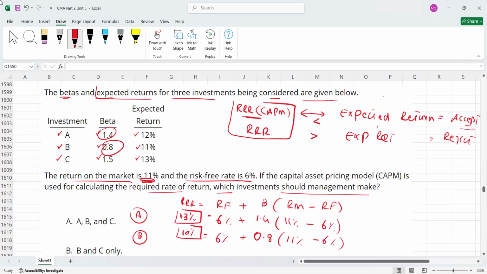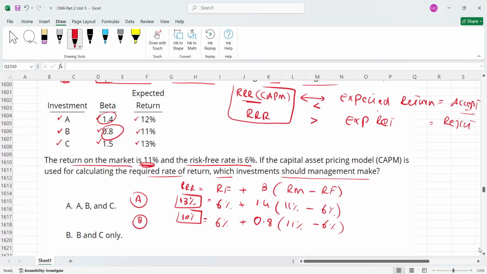Okay, and then for C, how much is the required rate of return? Just take the risk-free return, which is 6%, plus the beta for C, 1.5, times 11%, which is the market return, minus 6%. Just solve and I believe you will get 13.5%. So now we got the required rate of return.